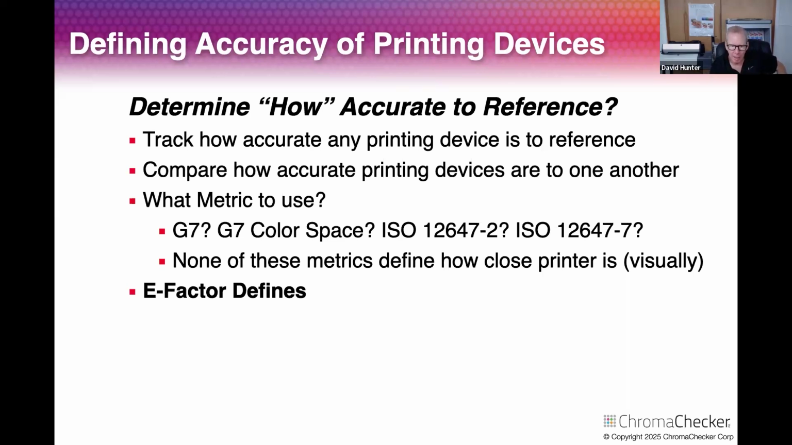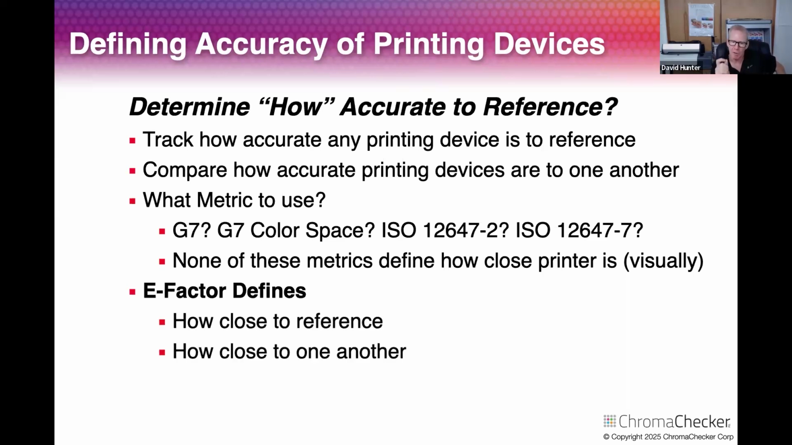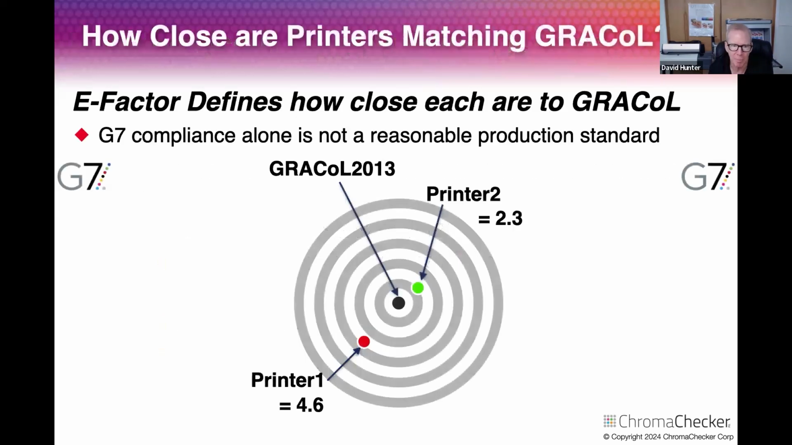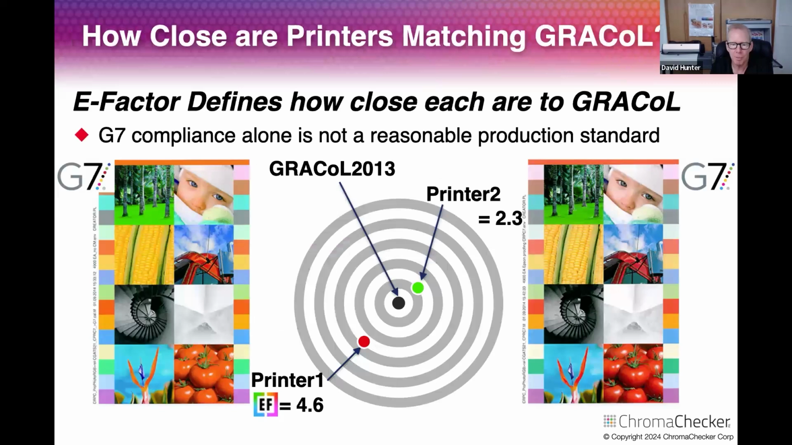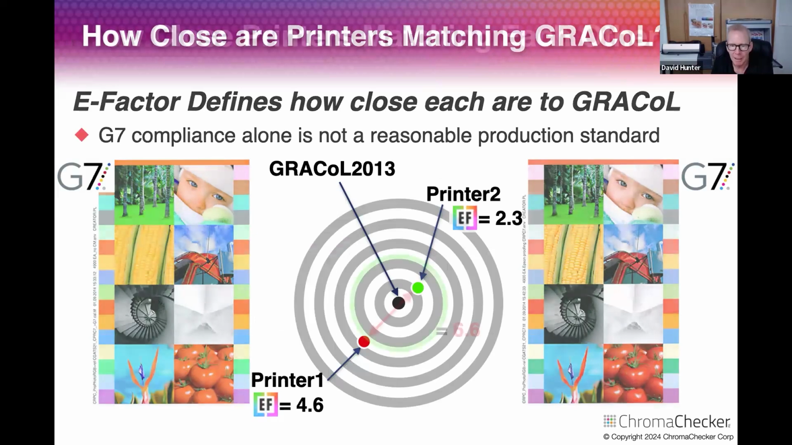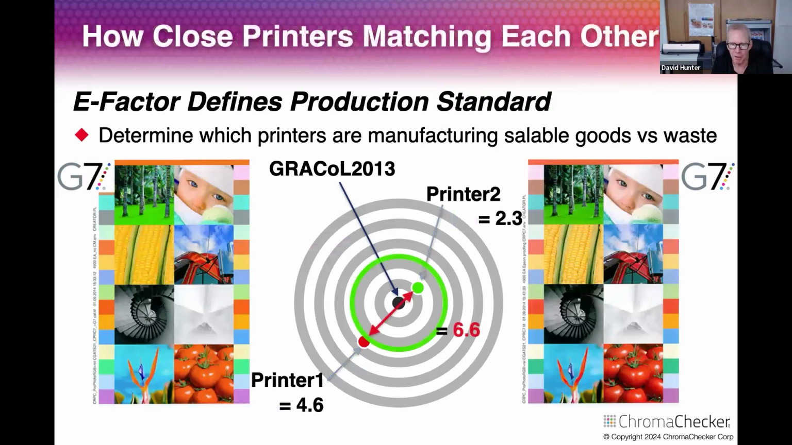And this is where E-factor saves the day, because E-factor allows us to define how close the press is to the reference and how close presses are to one another, in addition to telling us what the consistency or the variation is of the press over time. So here we have two printers, both G7, the scenario I just shared with you. The proofer might be 2.3 E-factor to GRACoL. The press might be 4.6, but they're 6.6 to one another, which is way up on the crossing-the-fingers point in terms of a customer accepting this level of print.